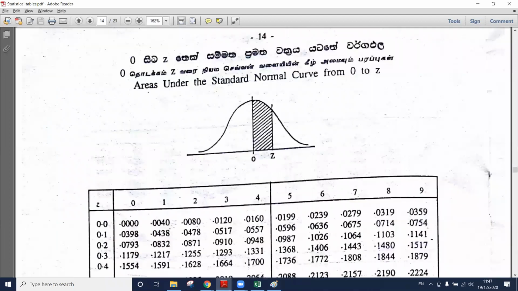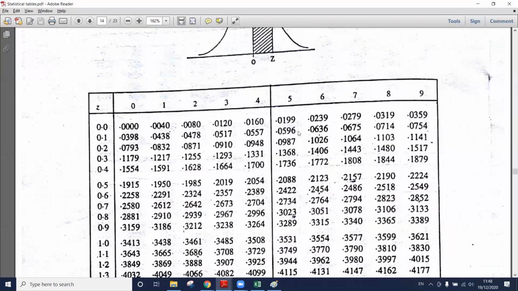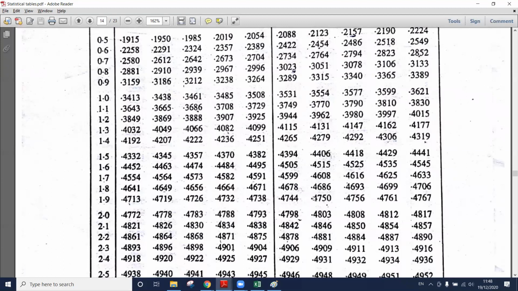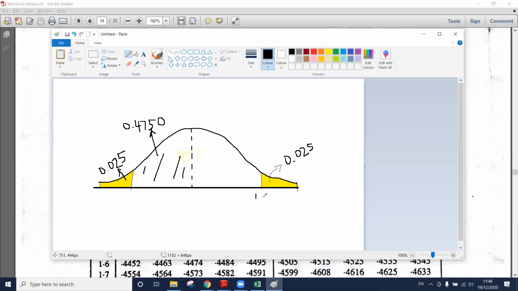You know how to use the Z table. So we go and look at the Z table: the area under the standard normal curve from 0 to Z. Right? From 0 to Z. This is the value we need to find in this table: 0.4750. Here we have it. Which z value does 0.4750 correspond to? 1.9 and what next? 1.96. Right? So the z value here should be 1.96. And towards the left it should be -1.96, right?